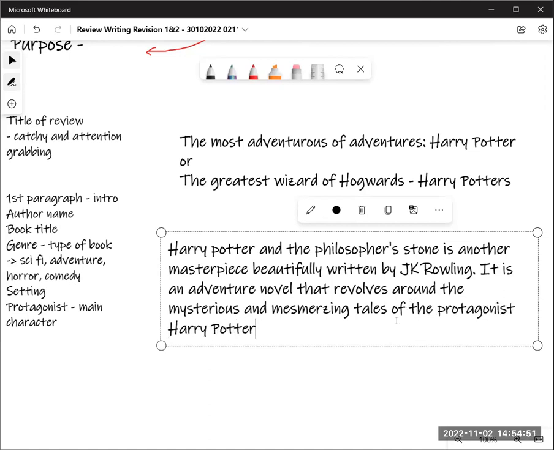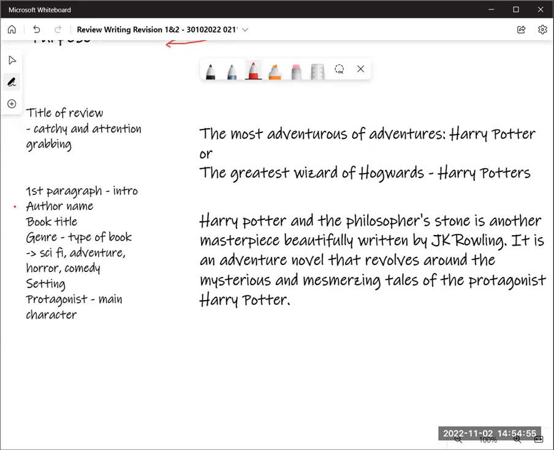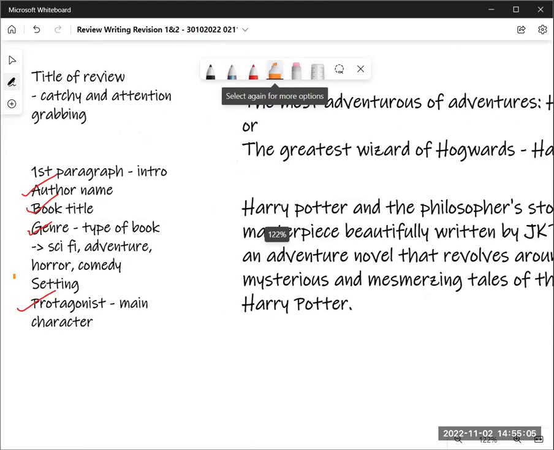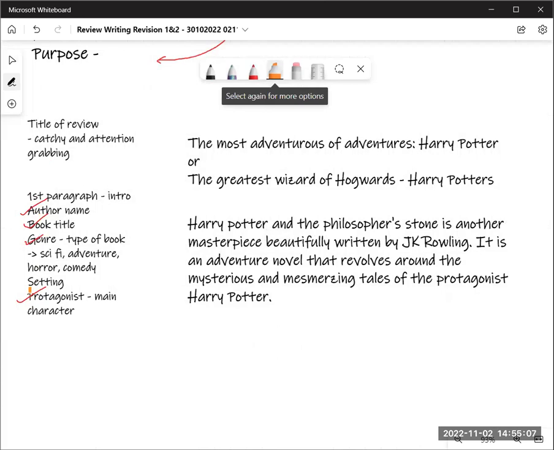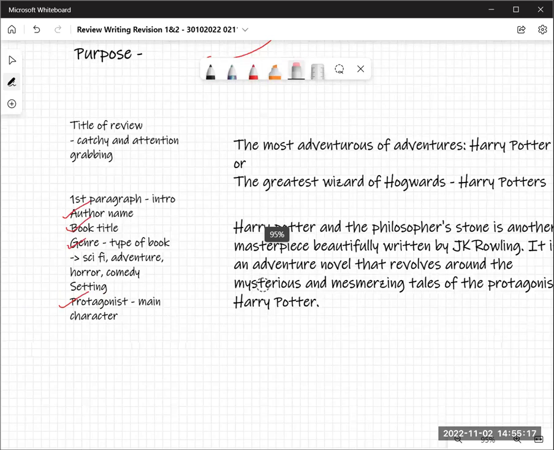So what have I mentioned so far? I've mentioned the author name, I've mentioned the book title, I've mentioned the genre, which is adventure novel. I've mentioned the protagonist. What is missing? Quick, tell me what is missing over here in the checkbox. Setting. The main character is the protagonist. Who is the main character? Harry Potter. So I've given the name.